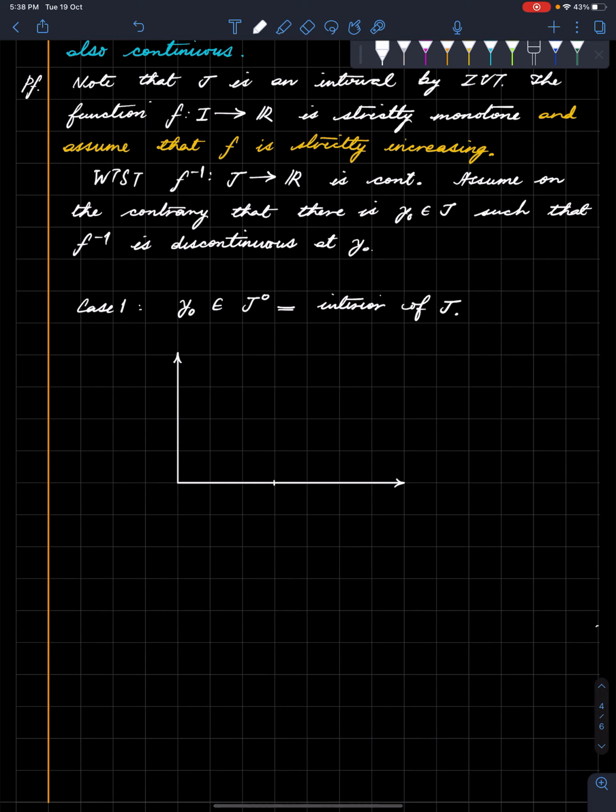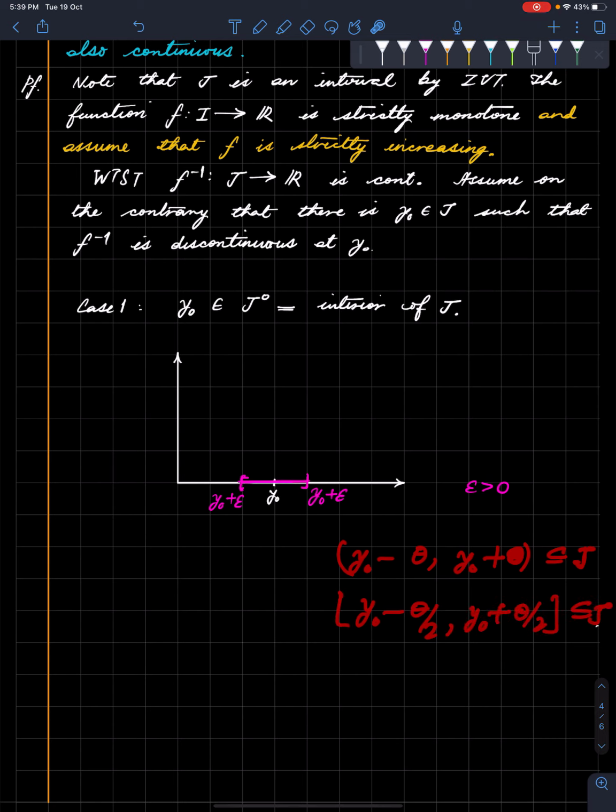So here we have some point y0, and since it is in the interior of J, we can find some epsilon such that this whole closed interval is contained in J. So there is an epsilon greater than 0 for which not just the open interval but the entire closed interval is contained in J. If that is a little bit confusing, you find some open interval which is contained in J. Because y0 is in the interior, such a theta greater than 0 exists, and you just halve it, and then this whole closed interval is contained in J, and this theta by 2 is what we are calling epsilon.